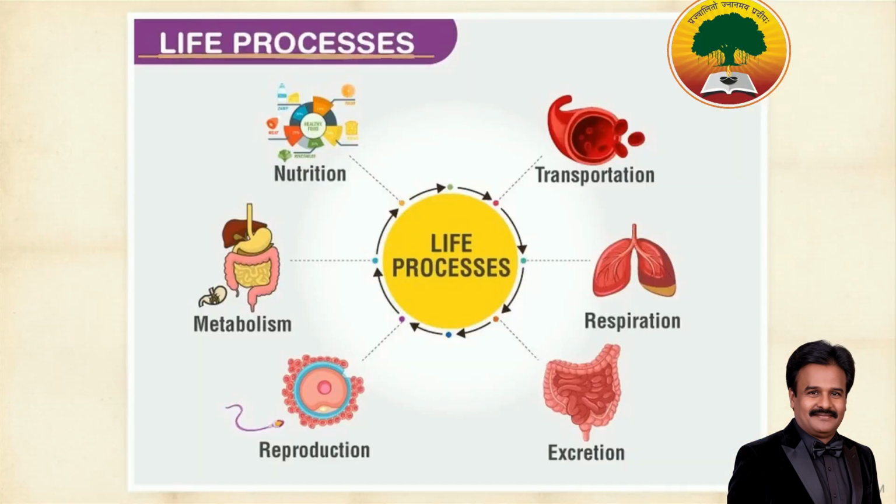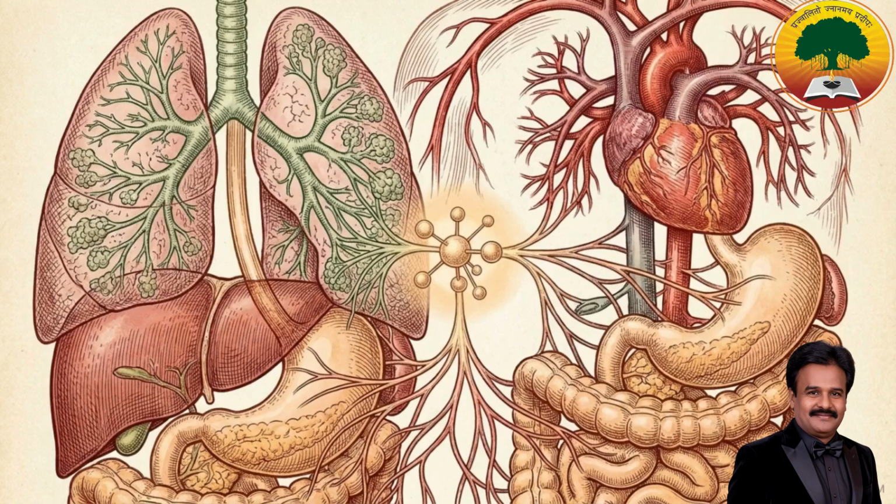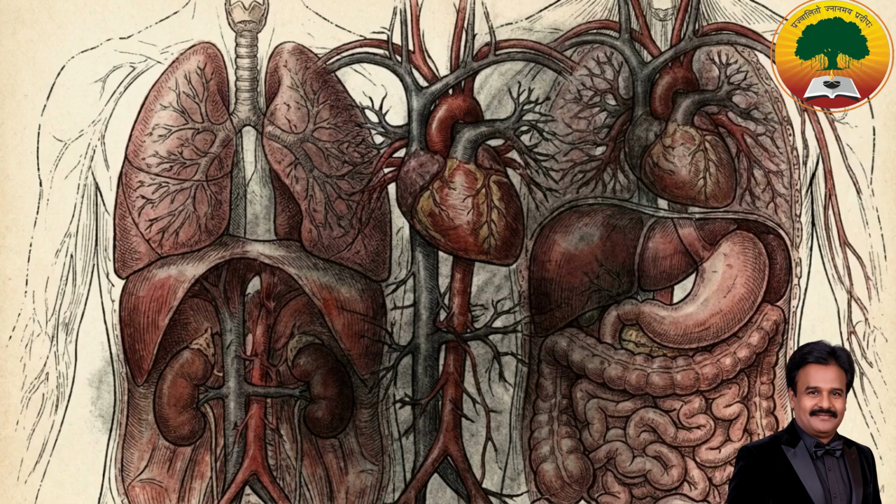This infographic details that network of life processes. We see transportation, respiration, excretion, reproduction, and metabolism, all operating as an interconnected loop. Biological life operates as an ongoing engineering problem. Without a constant input of external fuel, these interlocking systems lose power and inevitably collapse.